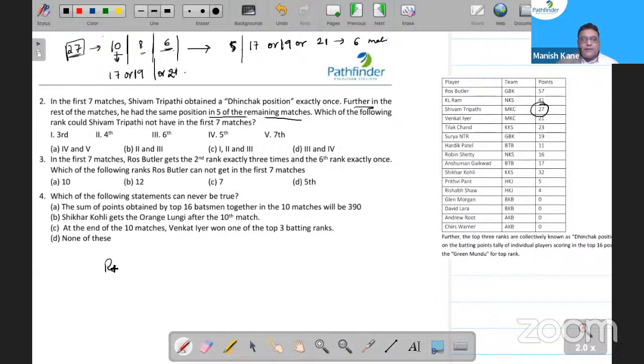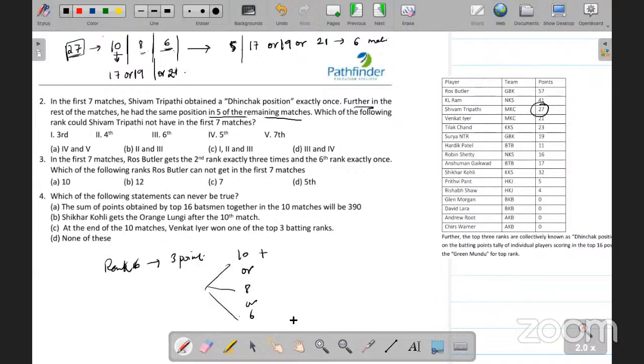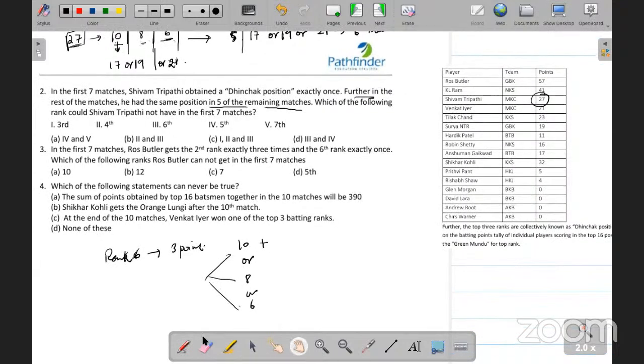How about rank 6? Rank 6 corresponds to 3 points, right? Already he has made 10, 8, or 6 points in one of the matches. And there's only one option containing fifth. So I don't think we need to calculate further.